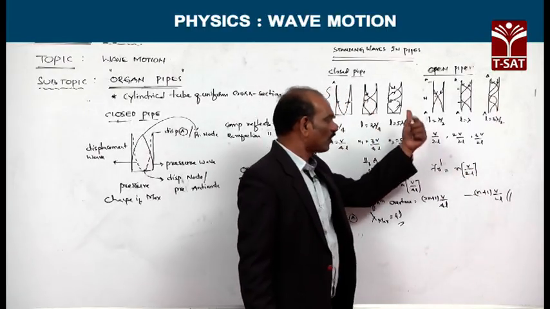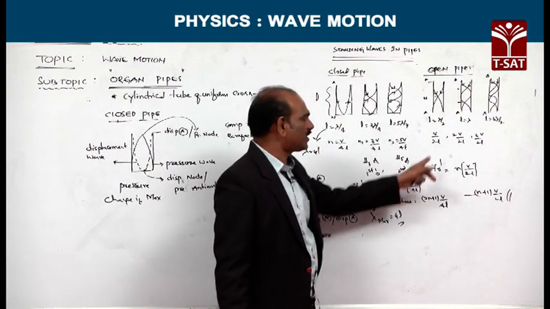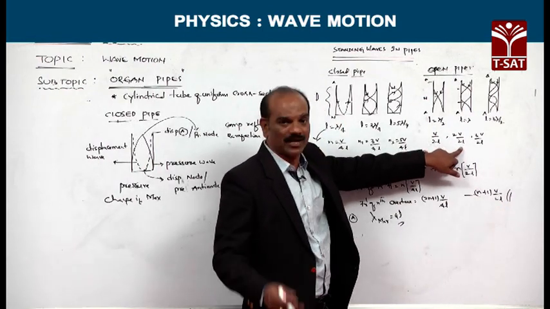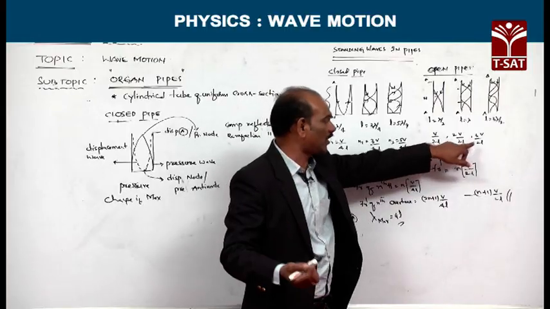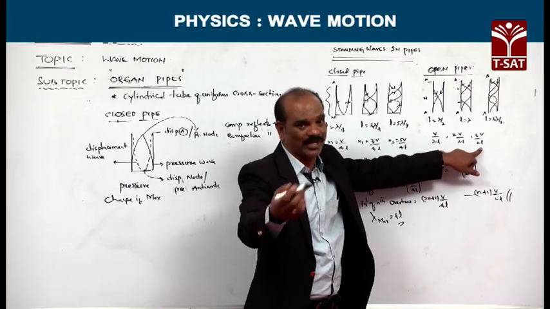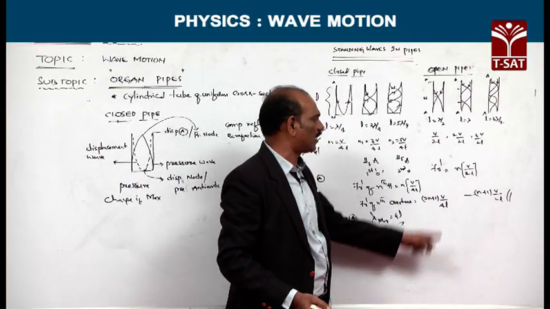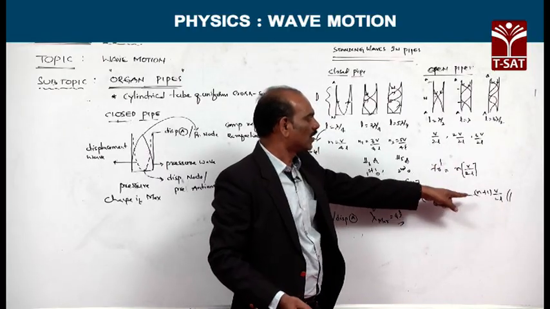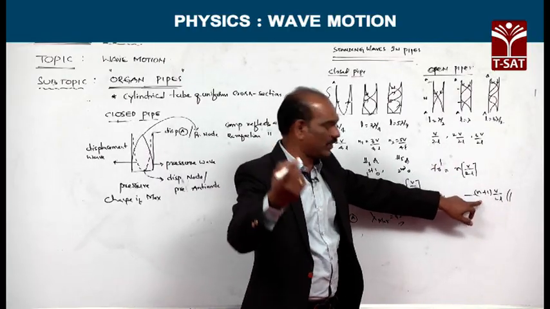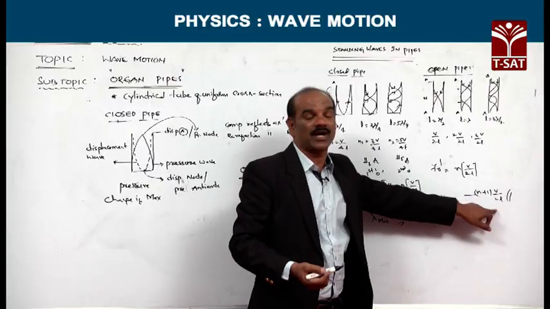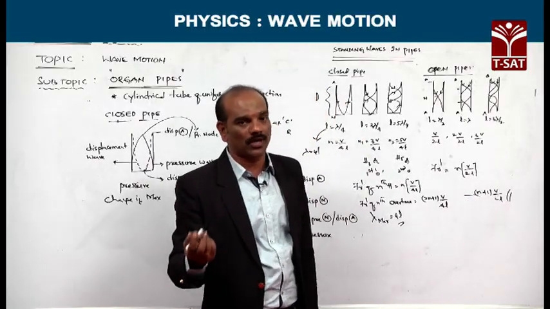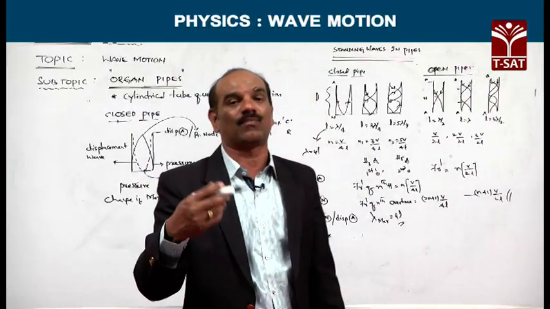Now, what about the overtone? In this case, this is 2V by 2L, nothing but the first overtone. 3V by 2L is nothing but the second overtone, and so on. Therefore, here the frequency of the nth overtone is (n plus 1) times V by 2L, because the overtone number is always less by 1 than the harmonic number.